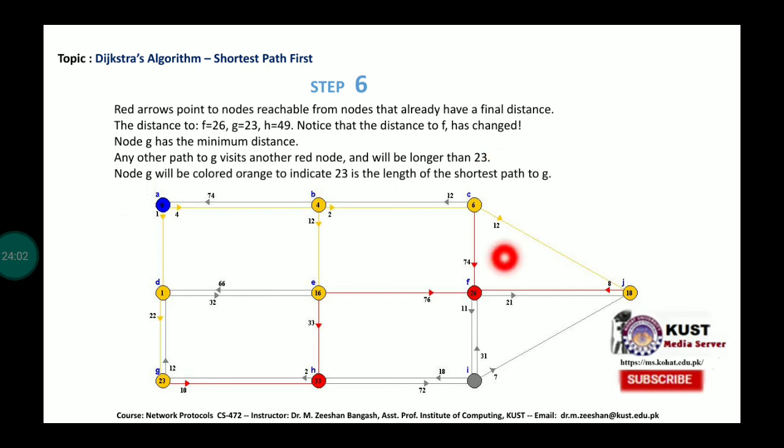So node G will be colored orange, as we did in the previous steps, and this 23 value written on G indicates the length of the shortest path to the node, or vertex, G.